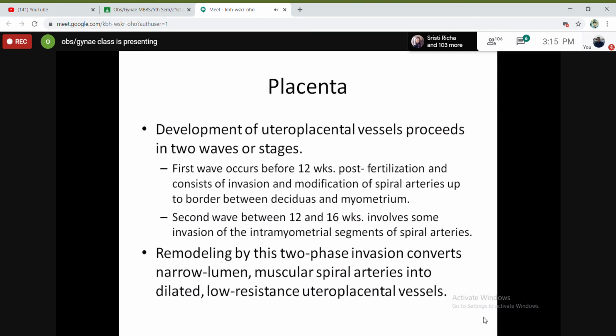So when the second wave of invasion doesn't occur at around 12 to 16 weeks of gestation, it may lead to various kinds of disease processes like preeclampsia, and the baby may have growth restriction, may be small for gestational age, or have IUGR. So by 16 weeks, if there is no second wave of invasion, then it may lead to preeclampsia, hypertension in pregnancy, and IUGR. Okay?